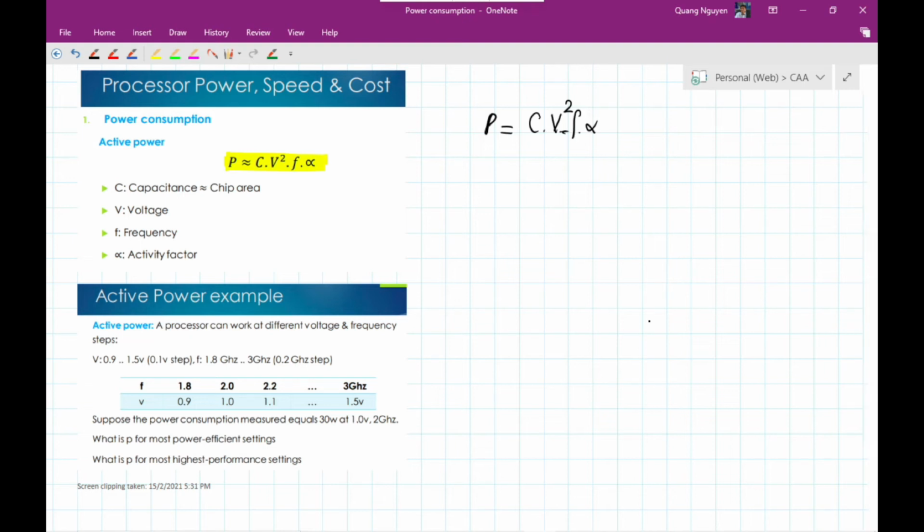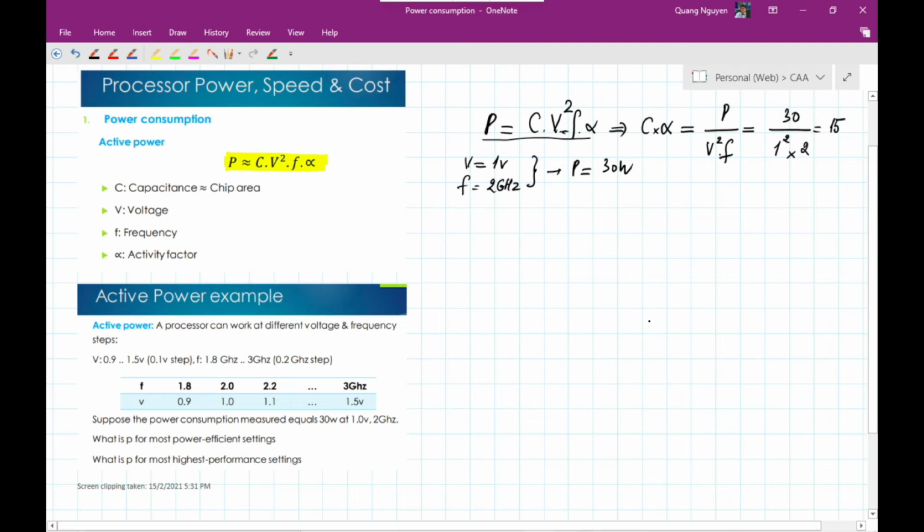From the initial values, we have the CPU working at V equal to 1 volt, F equal to 2 GHz, 30 watts. From these formulas, we can calculate C times alpha equal to P divided by V power 2 times F. Now we put the values of P, V and F into the formulas. C times activity factor equals 15.